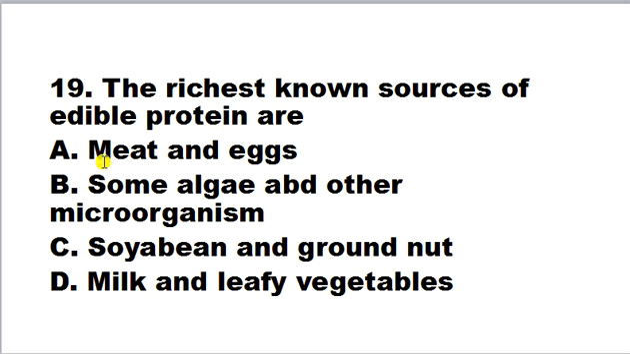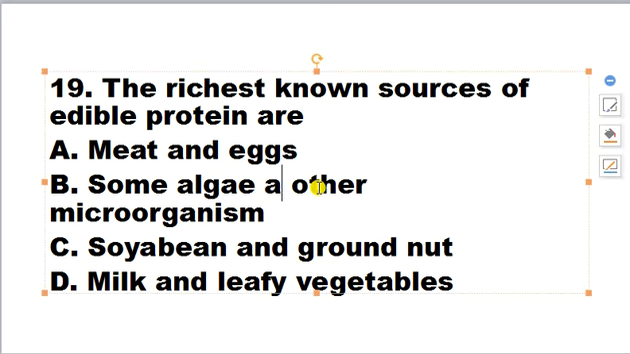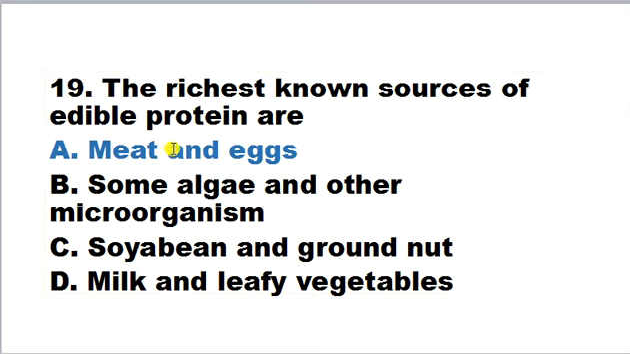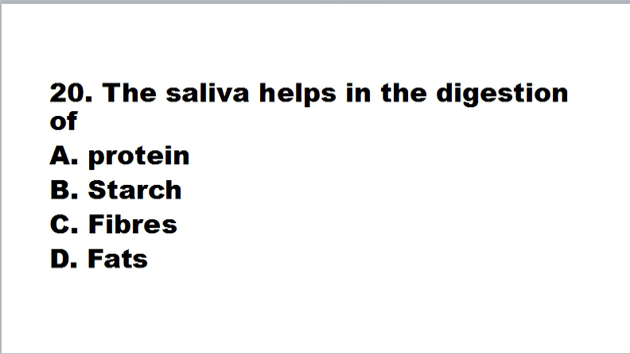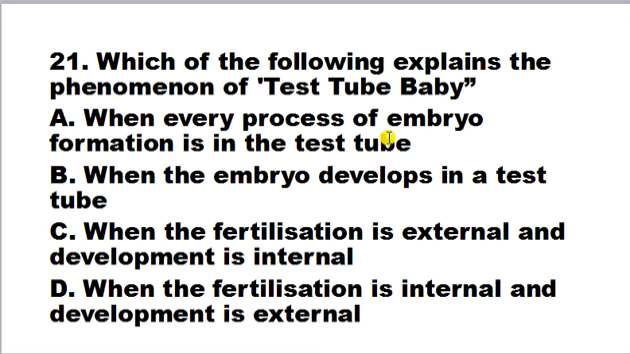The richest known sources of edible protein are meat and eggs, some algae and other microorganisms, soybean and groundnuts, milk and leafy vegetable. So the richest known source of edible protein are meat and eggs. The saliva helps in the digestion of protein, starch, fiber, fats. So correct answer is B, starch. Saliva contains the enzyme amylase. This is also known as ptyalin enzyme and this is capable of breaking down starch into simple sugar. So correct answer is B.